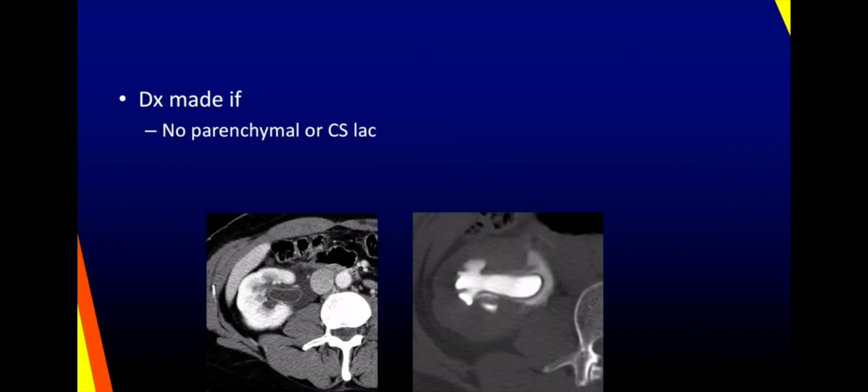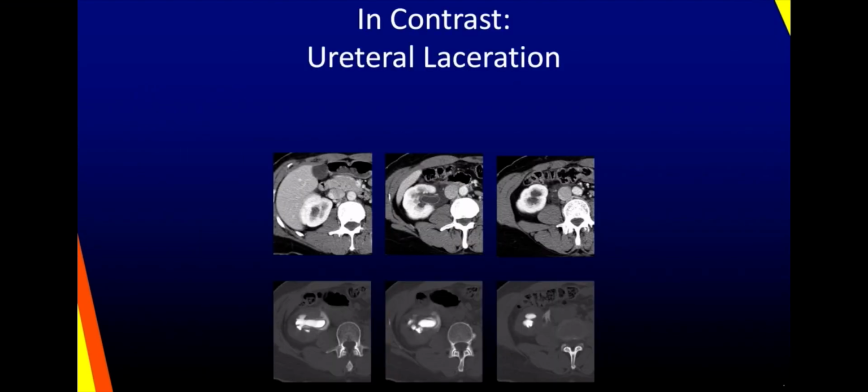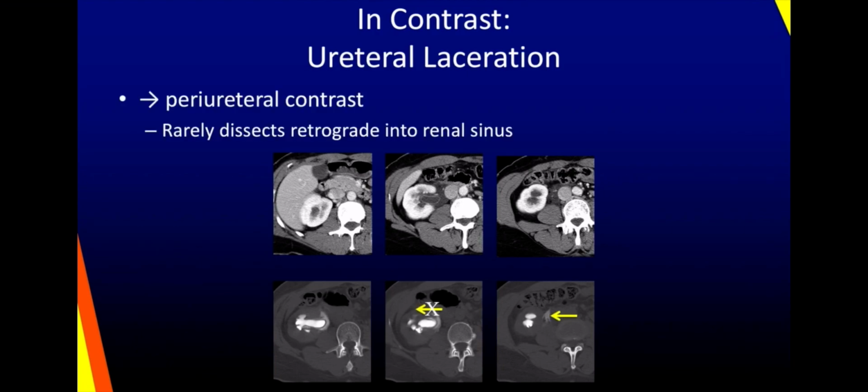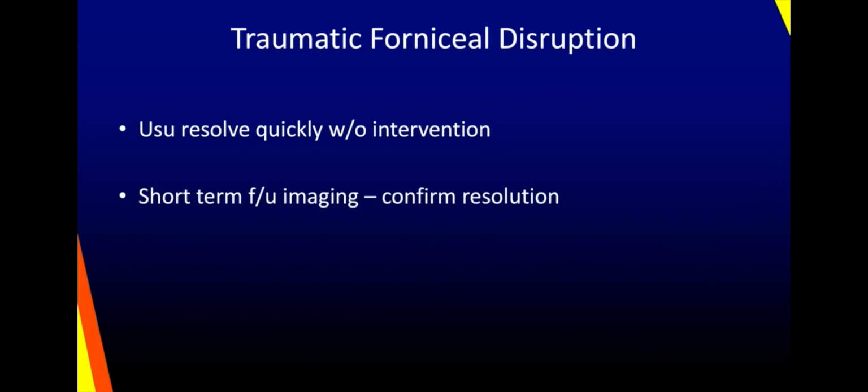The diagnosis is made if there's no parenchymal or collecting system laceration and there's contrast within the renal sinus. In contrast with ureteral lacerations, we'll see periureteral contrast, but it rarely dissects retrograde back into the renal sinus. Traumatic forniceal disruptions usually resolve quickly without intervention. Short-term follow-up imaging can be obtained to confirm resolution.